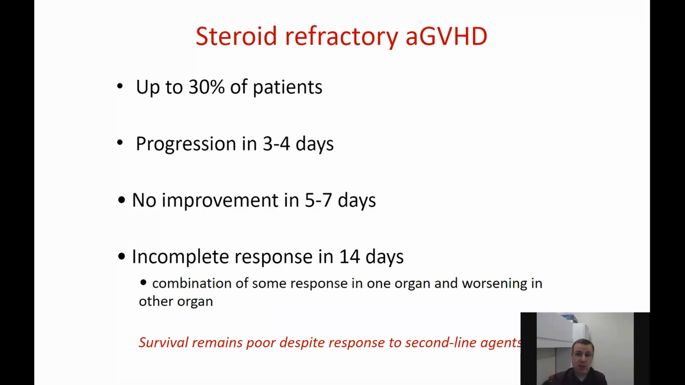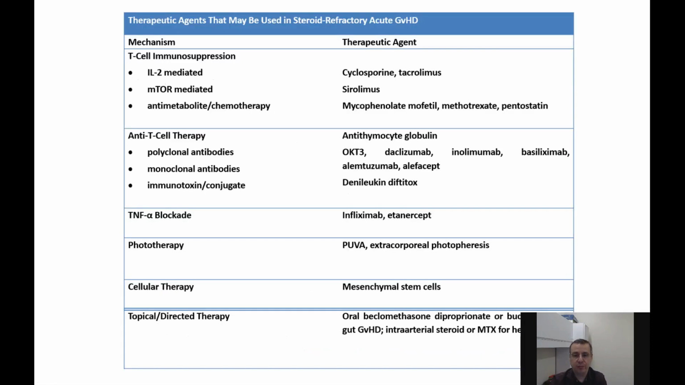Unfortunately, up to 30% of acute GVHD patients are steroid refractory. Steroid refractory acute GVHD is defined as progression of GVHD within 3 to 4 days of initiation of treatment, or no improvement within a week, or an incomplete response by day 14 of initiation of treatment. In that case, the GVHD is unlikely to resolve with that treatment alone and requires second-line treatment. And unfortunately, these patients have a very poor survival.